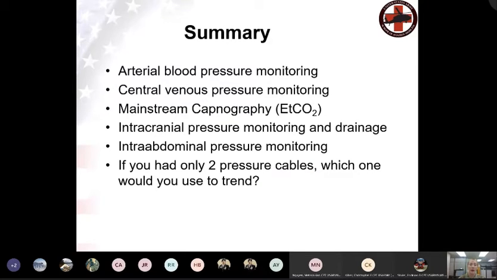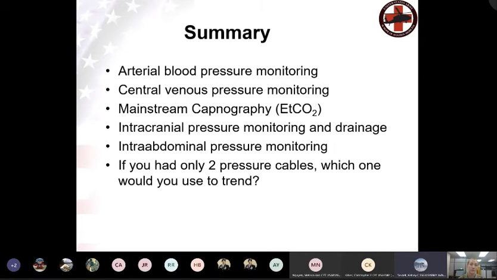So we have talked today about arterial blood pressure monitoring, or invasive blood pressure monitoring, central lines, end tidal, intracranial pressure monitoring, as well as intra-abdominal pressure monitoring. Sergeant Seidel, if you had only 2 pressure cables, which ones would you use to trend if you had all of the devices? I'd say my art line. Okay. And my end tidal. Okay. Would that change for you if your patient had a head injury and had a Codman catheter?